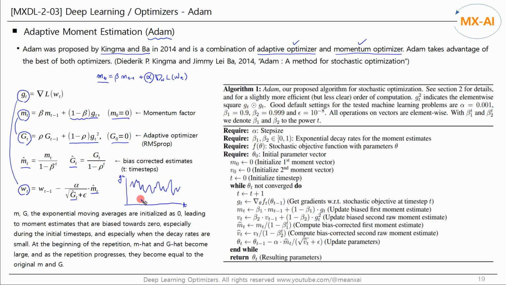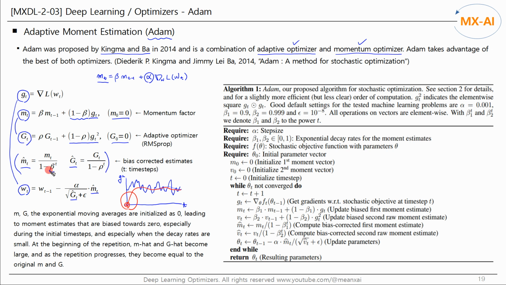For example, let's say the G or G squared time series looks like this. Then the exponential moving average will look like this. It starts at 0 and becomes similar to a standard moving average over time. That is, it initially does not properly reflect the average of the time series. The ones that correct this are M hat and G hat.